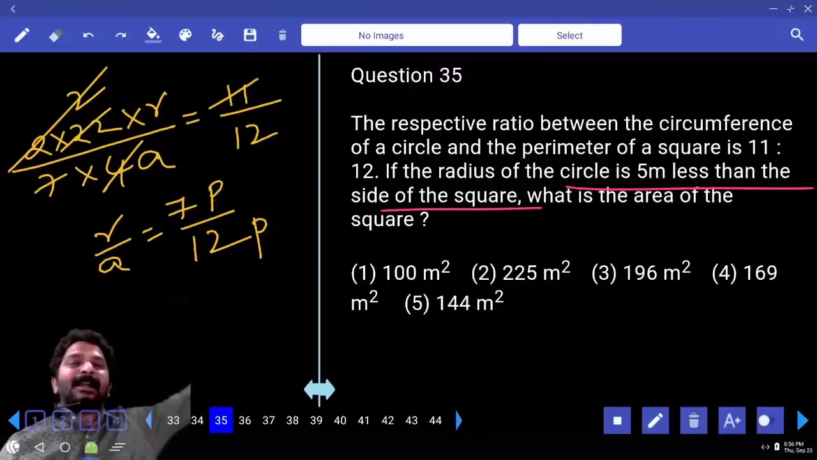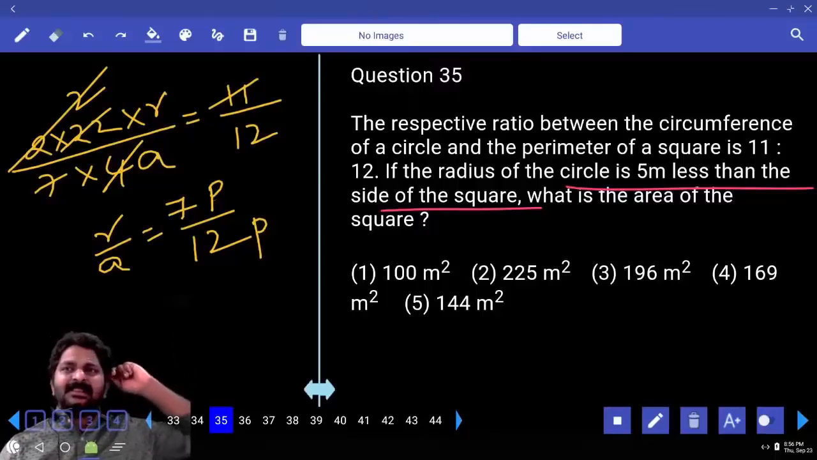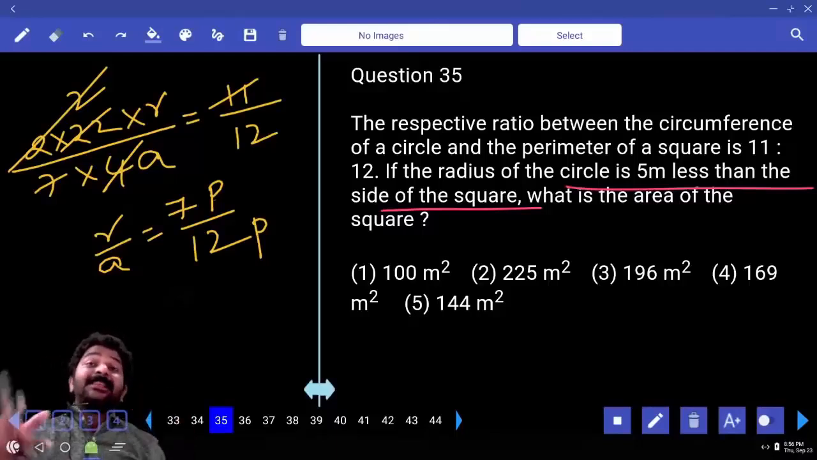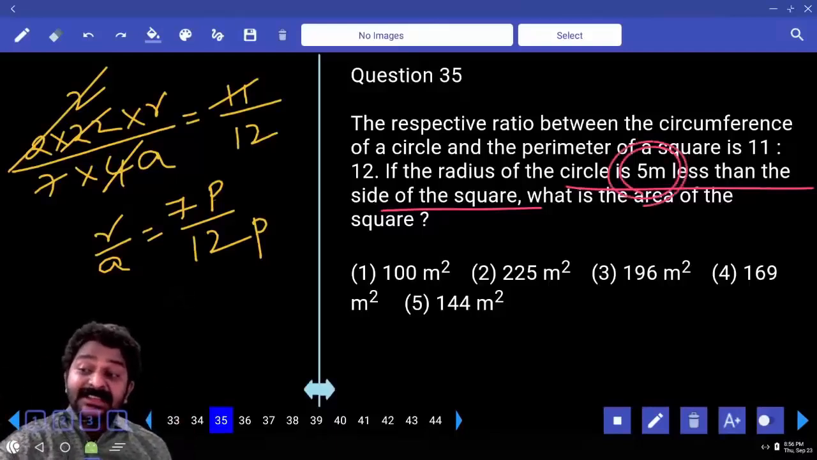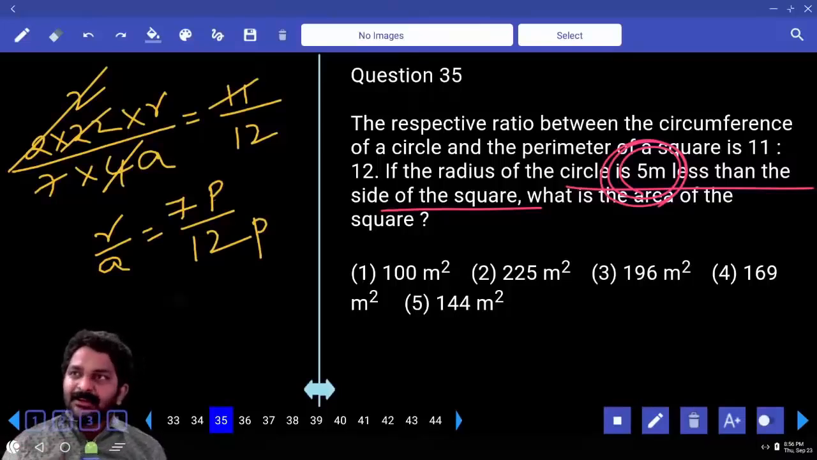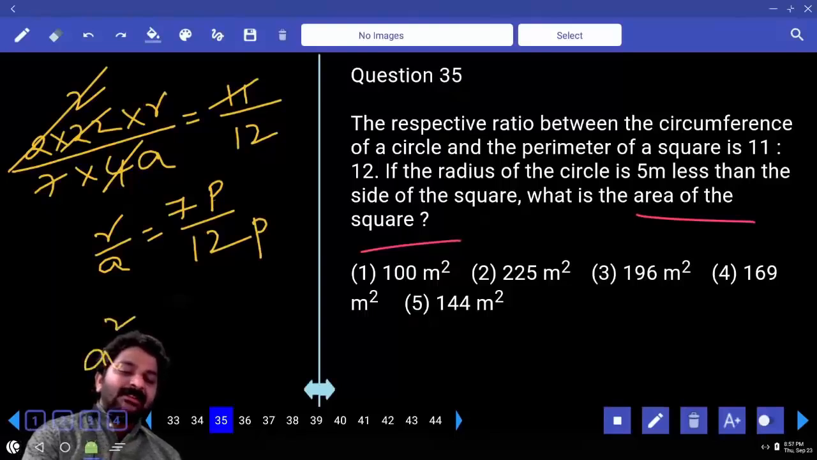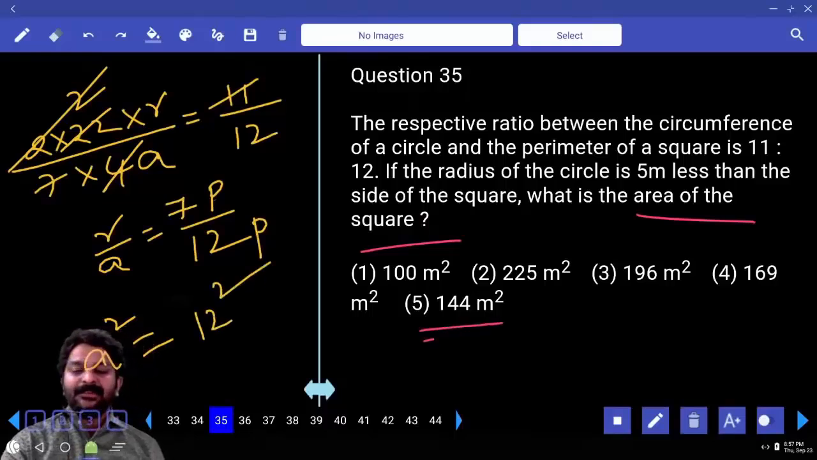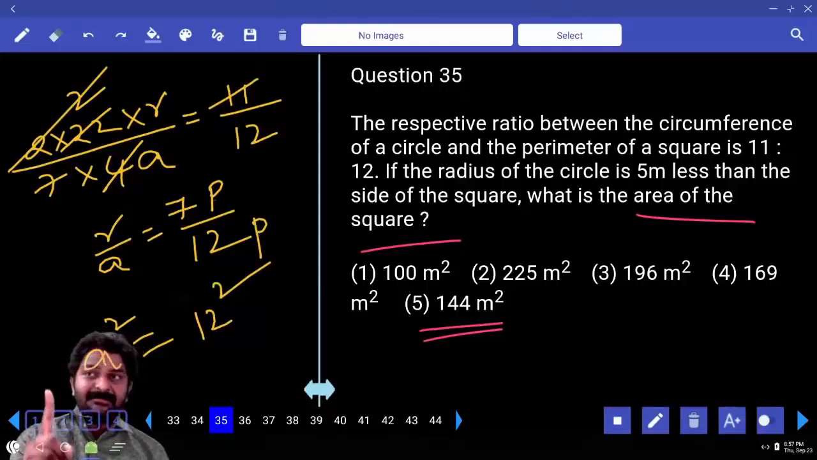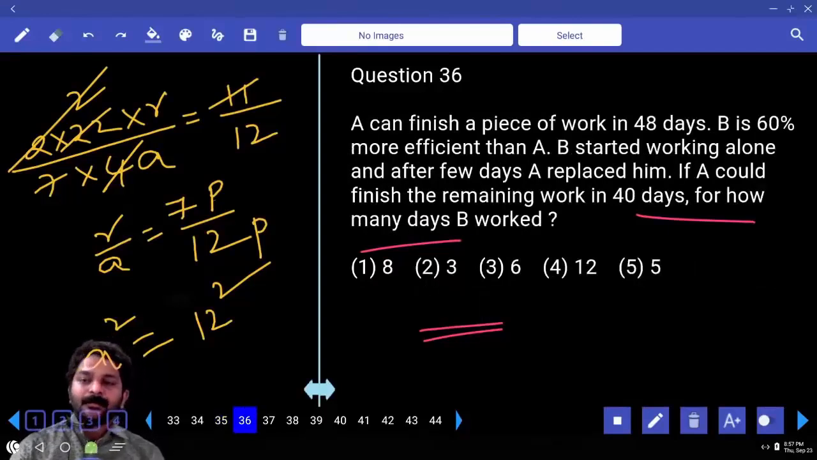In terms of number of parts, radius is how many parts? Side of the square? Difference in meters? That means 5 parts is equal to 5 meters. Now what is your question? Area of the square. Square area, a square. 12 parts is equal to 12. 12 square is equal to 144. Fifth option, final answer. You already know that 1 part is equal to 1 meter. Then 12 parts will be equal to 12. You are asked to calculate the area of the square. 12 square, 144. Over.